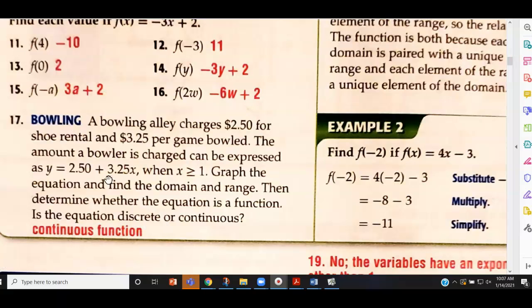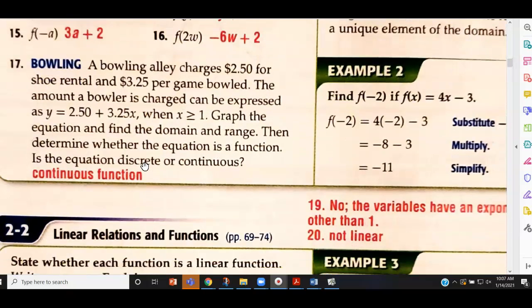So if you look at that, you have y equals 2.5 plus 3.25. That is a linear function with a y-intercept of 2.5 and a slope of 3.25, thus making it a continuous line.